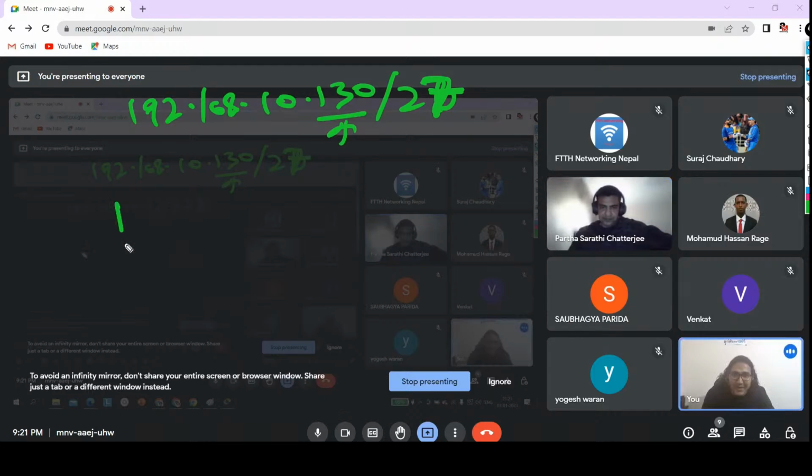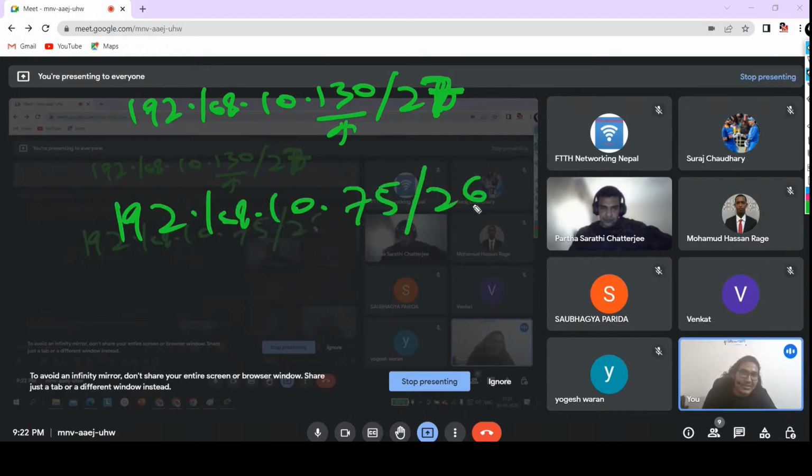If one IP address is 192.168.10.75 and the prefix is /26, what will be the network ID? 64. Yes, very good, 192.168.10.64. Okay, so this is how you can calculate the network ID of any subnetted network.